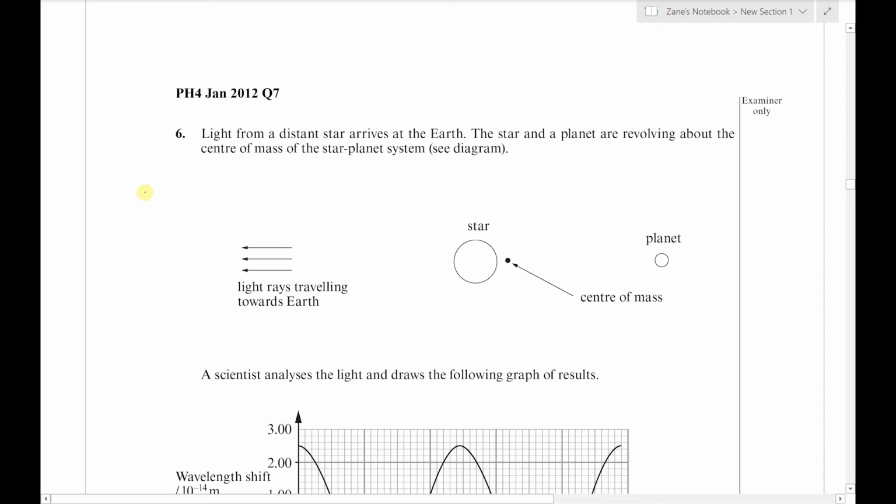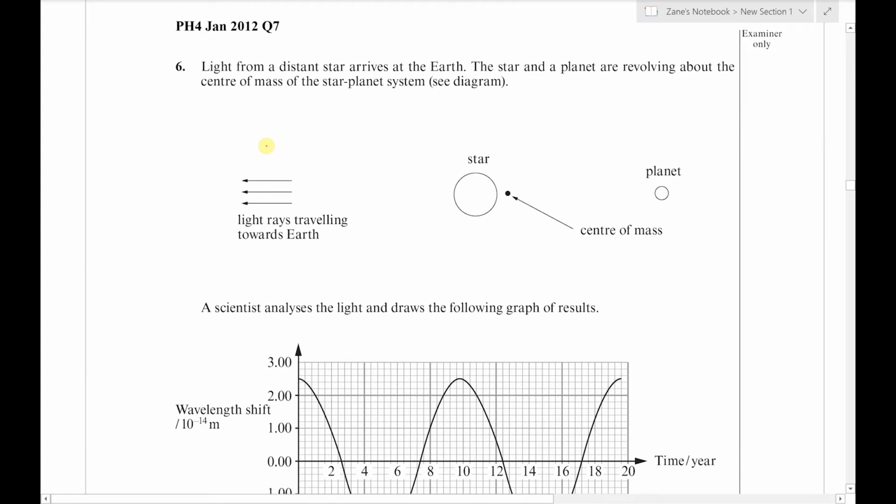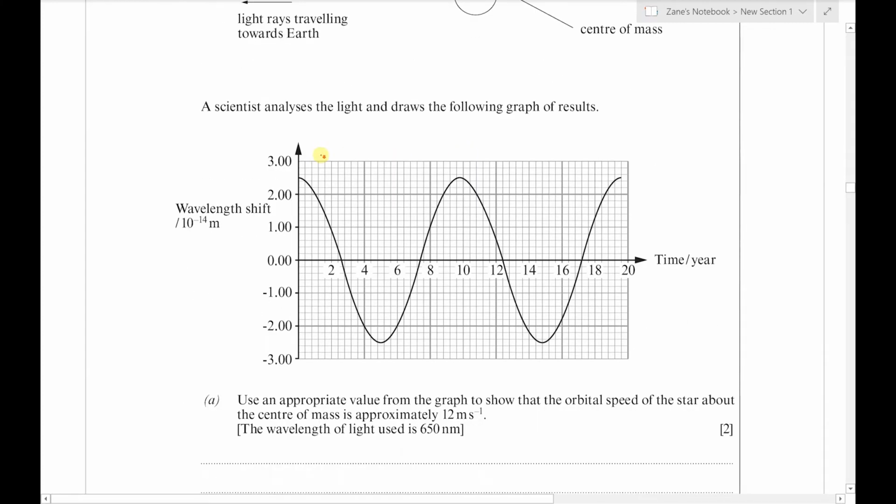This was question 7 from January 2012's Unit 4, and it's a question about star systems basically. This is nowadays still found in Unit 4. Light from a distant star arrives at the Earth, and the star and planet are revolving around the centre of mass of the star-planet system as shown on the diagram. The scientist analyses the light and draws the following graph of results. What we've got here is a wavelength shift graph showing the Doppler shift of the wavelength of the light from the star as received at different times during its orbit.